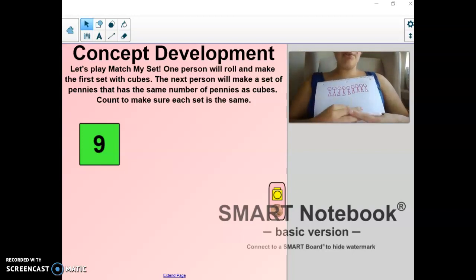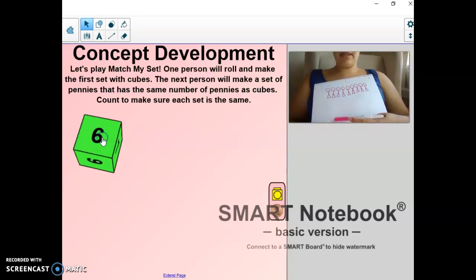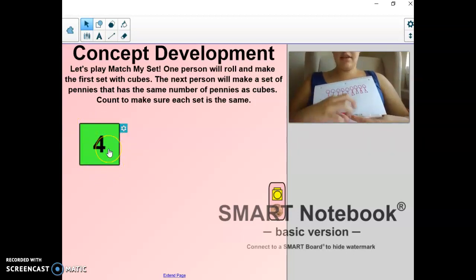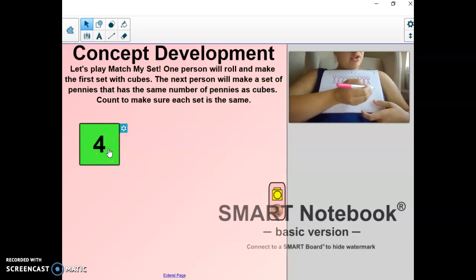We're going to do this 3 more times, and each time we're going to draw the same number so our sets match, and every shape has a match. Okay, let's roll this again. What number is this? 4. Very good. Let's draw 4 squares.